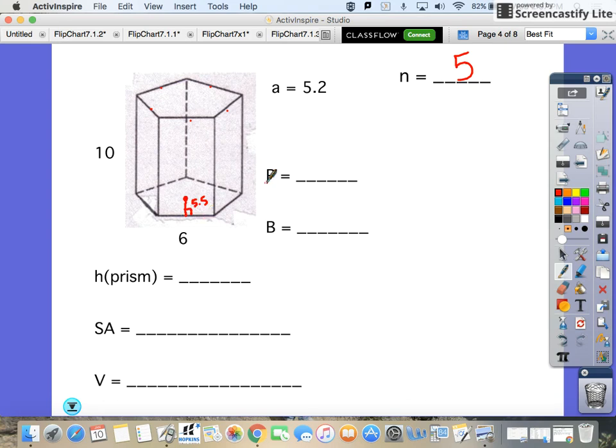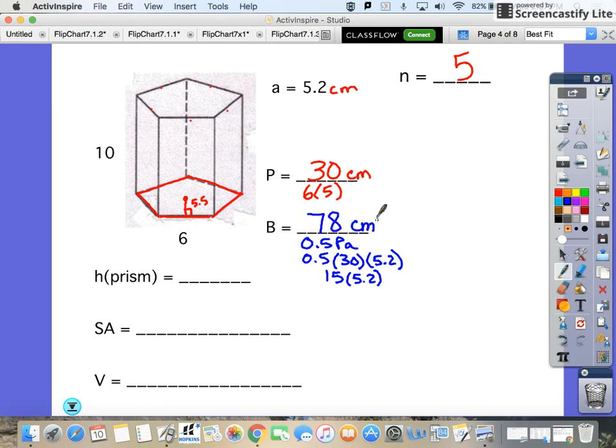So perimeter is distance around. So we're going to say 6 plus 6 plus 6 plus 6 plus 6, or 6 times 5 is 30. I'll just say centimeters. Next, we need to find the area of the base, which we're calling capital B. So we're going to say 1/2 of the perimeter times the apothem. So 1/2 of 30 times 5.2. 1/2 of 30 is 15 times 5.2. If you type in 15 times 5.2, you should get 78 units. And that's going to be centimeters squared because it's area again.